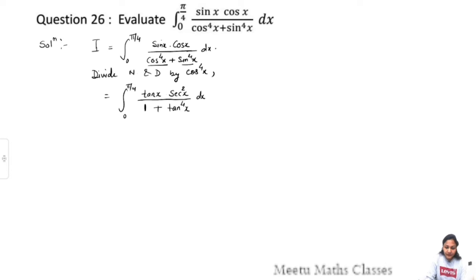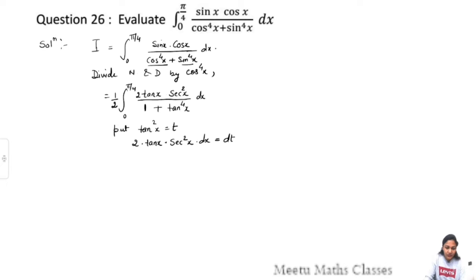Now we can substitute tan square x as t. If we substitute tan square x as t, then by differentiating, 2 tan x and in turn the derivative of tan x, sec square x into dx can be replaced by dt. Now we are going to multiply and divide our quotient by 2. So 2 tan x sec square x dx can be replaced by dt.